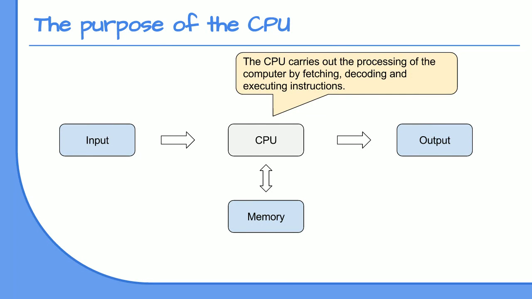The CPU carries out the processing of the computer by fetching, decoding and executing instructions. We call this the fetch, decode, execute cycle. It is often referred to as the brain of the computer because the CPU does all the thinking, all of the processing that the computer needs.